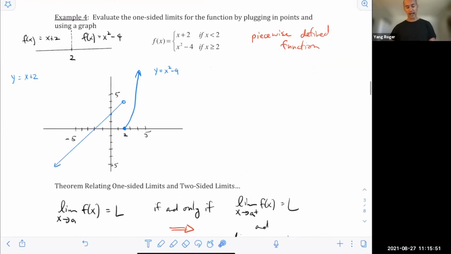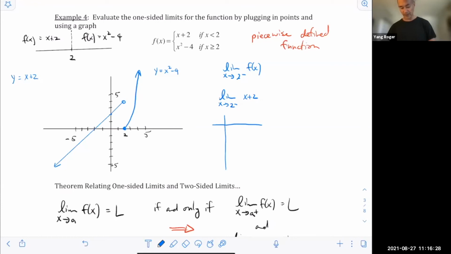So this is what we call an algebraic description of the picture. And the other one was a graphical description. Okay. So if you did want to create a table, this is what you would have to do. You'd want to calculate the limit as x approaches 2 from the negative side of f of x. And that would just be equal to the limit as x approaches 2 from the negative side of x plus 2.